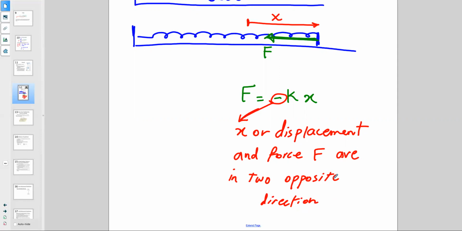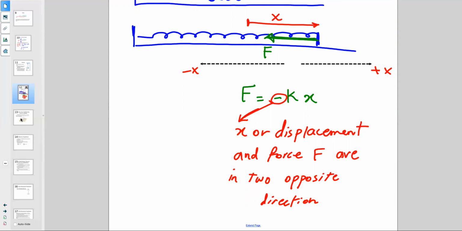Okay, so in other words, I have a positive x direction here, and I have a negative x direction towards that. So this is positive x, this is negative x. So the force is along the negative x direction. Okay, that's why we have a negative there. It means it is in the opposite direction of the displacement.